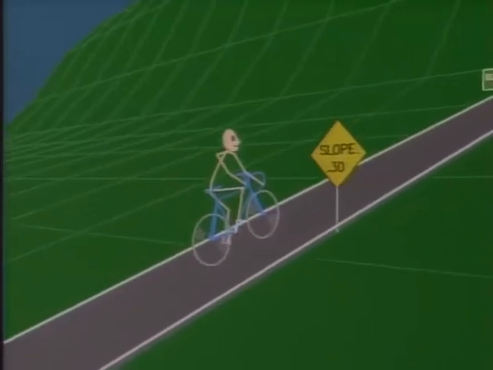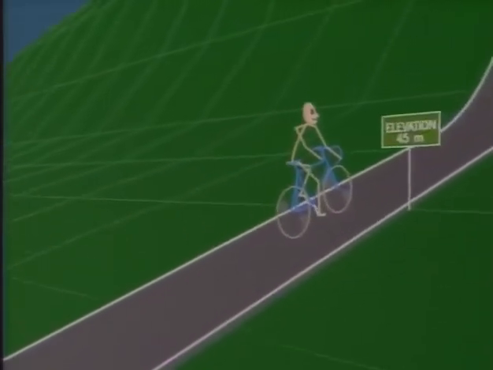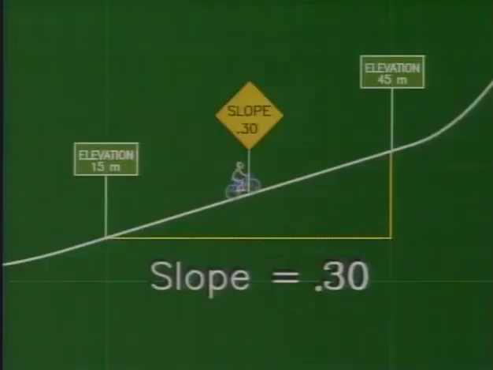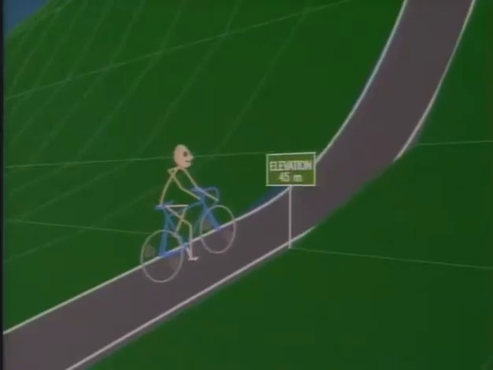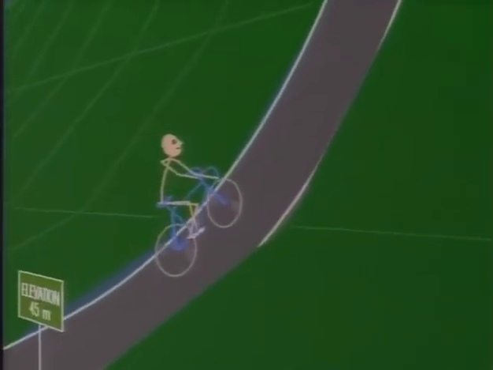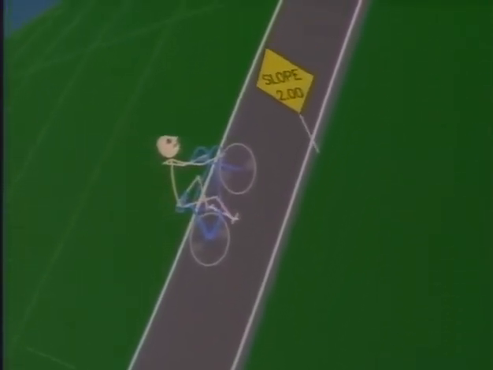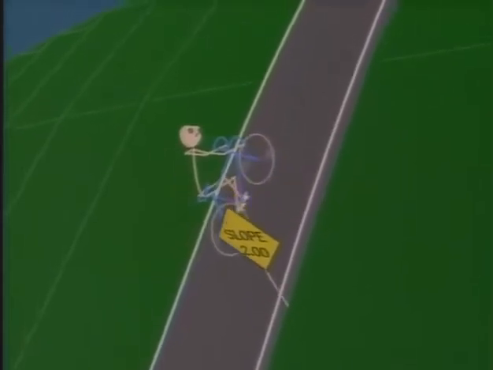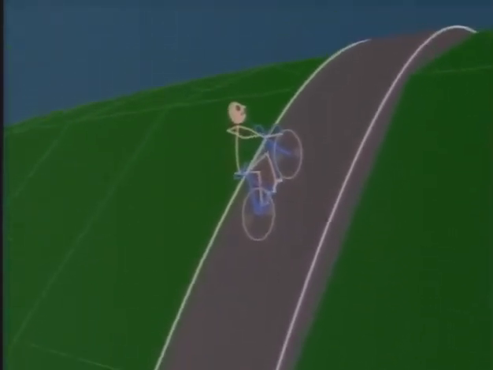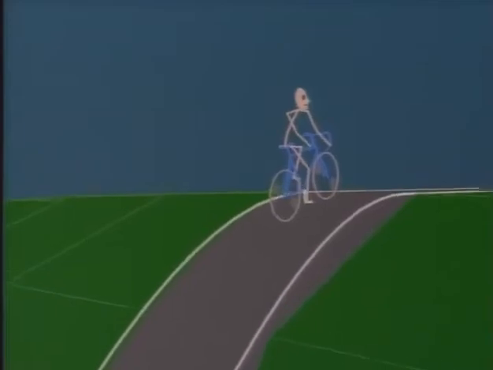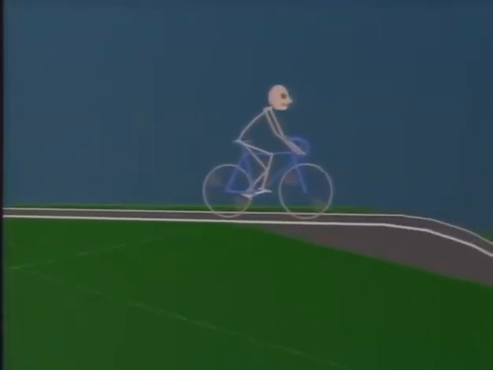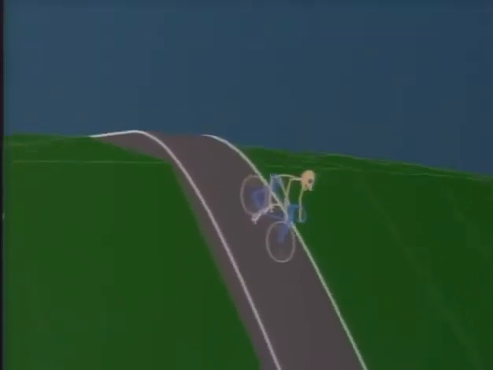A hill with a slope of 0.3 is twice as steep as one with a slope of 0.15. The bigger the slope, the steeper the hill. When the slope is large, it's no small feat to get to the top. When the slope is next to nothing, near zero, it's easy going. And when the slope is negative, it's downhill all the way.